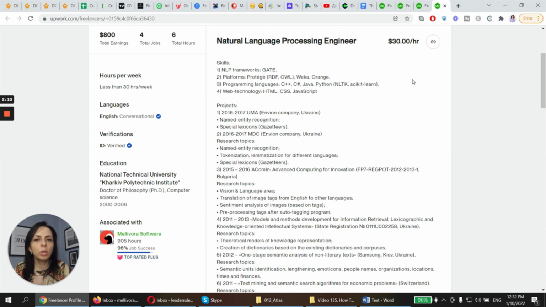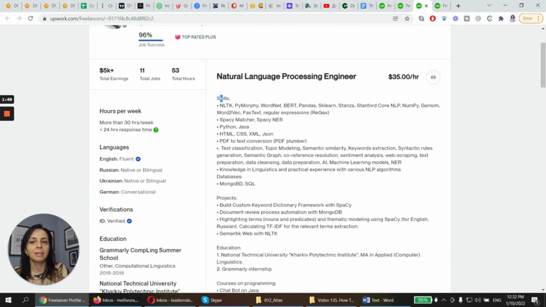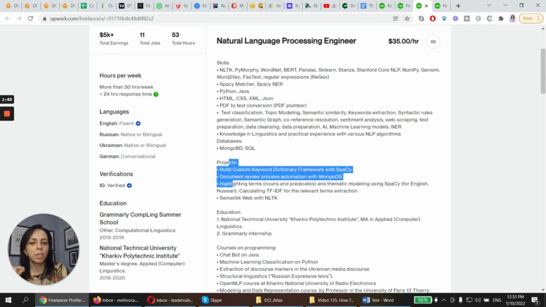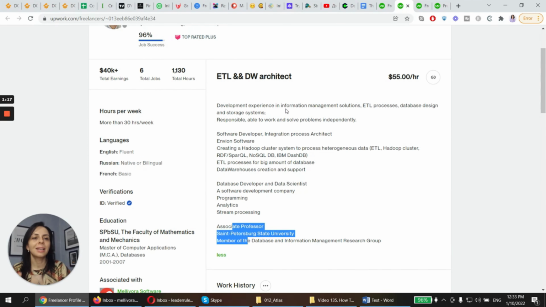No, straight away, all the core skills that they have: frameworks, platforms, programming languages, web technologies, projects that a person has worked on. Here, the same thing, skills like NLTK, Pymorphy, Python, Java, databases, projects, education, courses which a person took, and so on and so forth. That's how you trigger your potential customers.